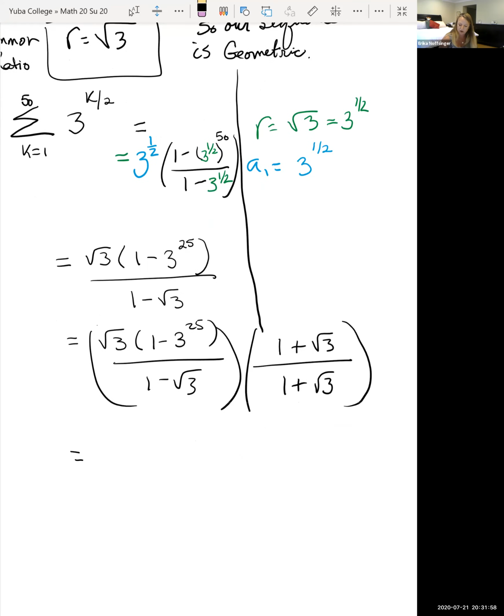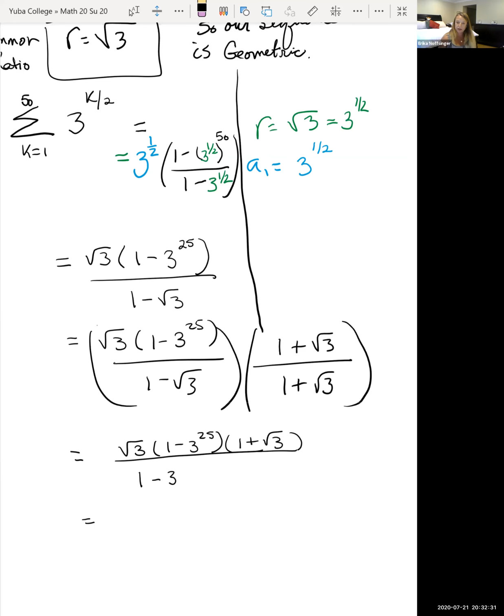And so our denominator, the whole reason we did this, is because this is now a difference of squares. So we can square our first term, 1 is 1, minus the square of our second term. Square root of 3 squared is 3. And then let's just rewrite this a little bit. So this is square root of 3, 1 minus 3 to the 25th power, that's a quantity, and then the quantity 1 plus root 3.